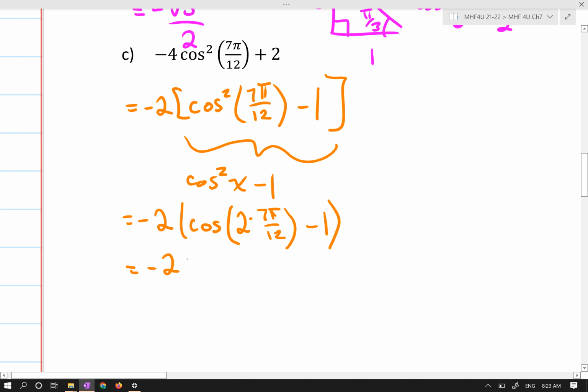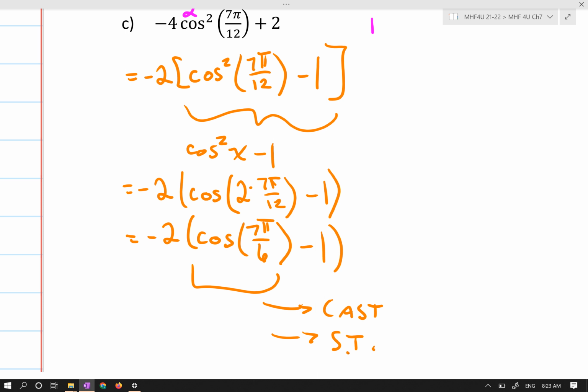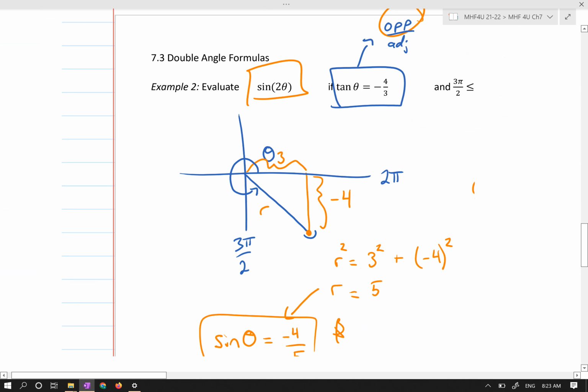And all of a sudden, we're solving this problem just as we've solved the previous one. So negative 2 times the cosine of 7 pi over 6 minus 1. And we should be able to evaluate this, again, using our CAST rule and then using our special triangle. So try it out. The full solution will be uploaded on the classroom. And like I said, I will have the second video linked to example 2 on the second page here.